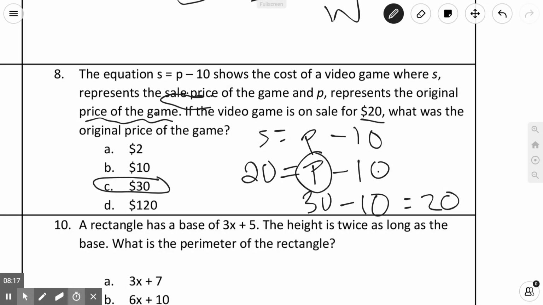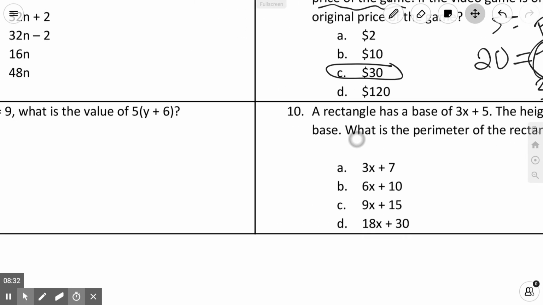So it could have been like, oh, well, 20 minus 10 gives me 10. And that makes absolutely 0 sense. It doesn't make any sense for me to have an original price of $10 and then my sale price is $20. That's ridiculous. Read carefully and think.